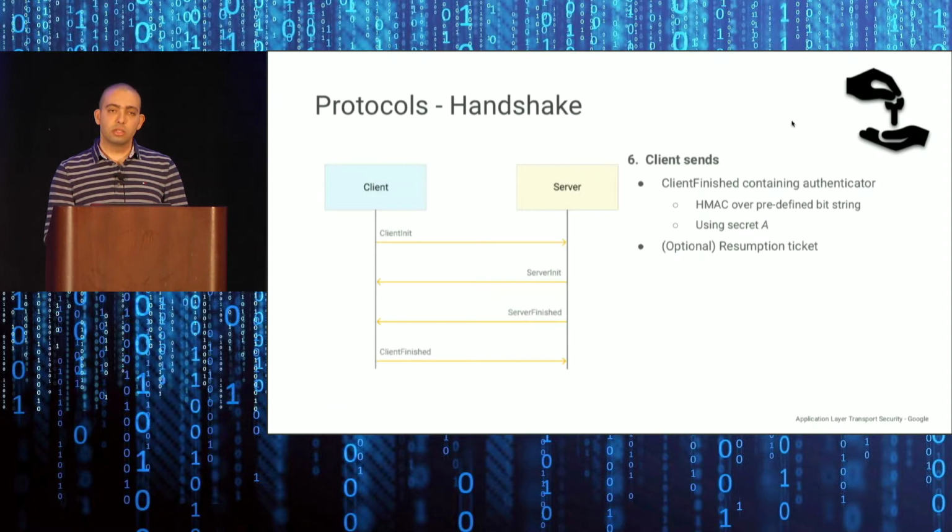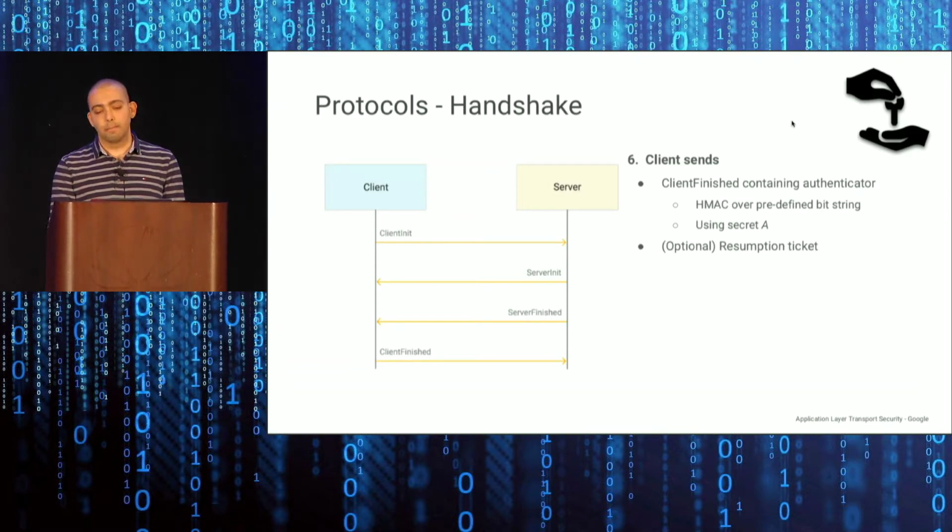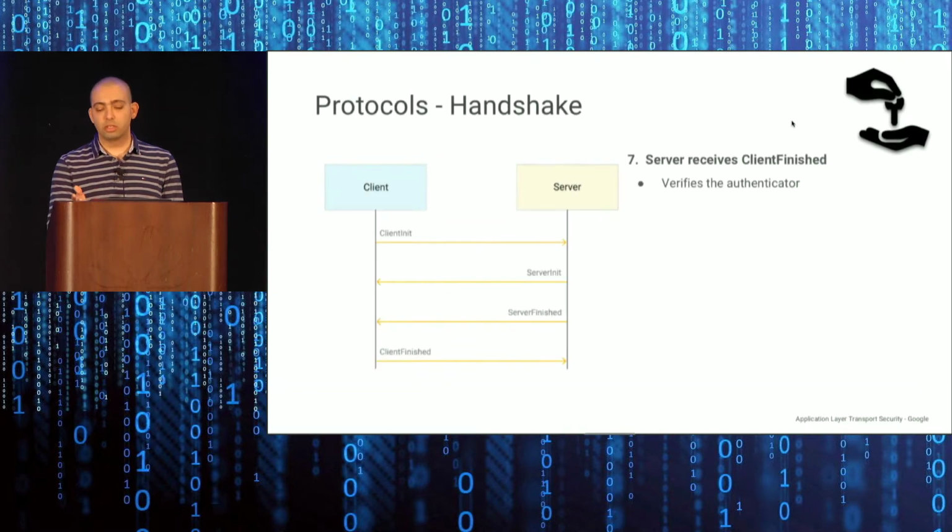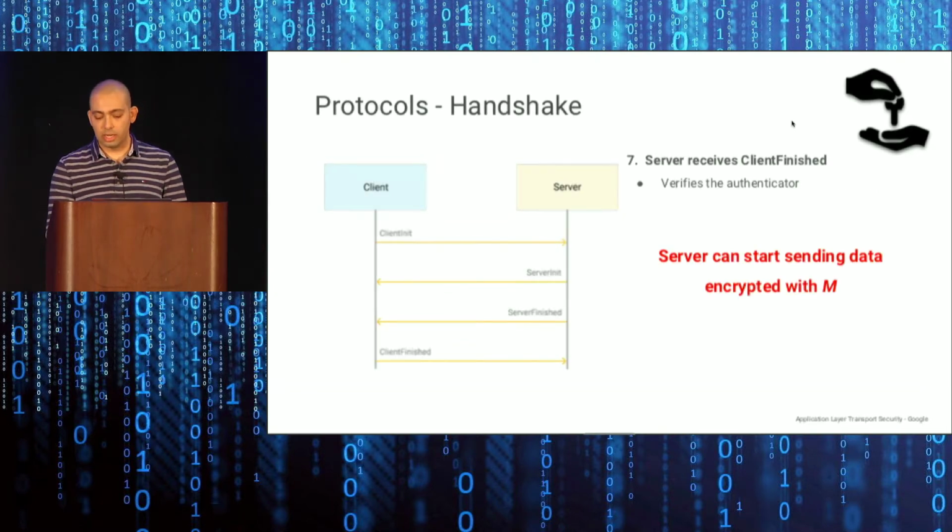And the last message is sent by the client, which is the client finished message, which indicates the end of the handshake protocol. It also contains an authenticator that is computed with the same secret, and additional resumption tickets. Once the server receives this, it verifies the authenticator, and now the server can send or receive data encrypted using M, the secret M.